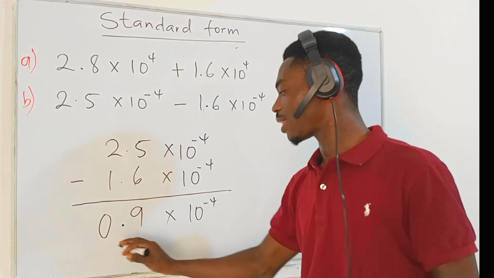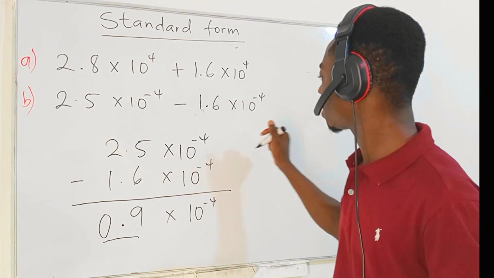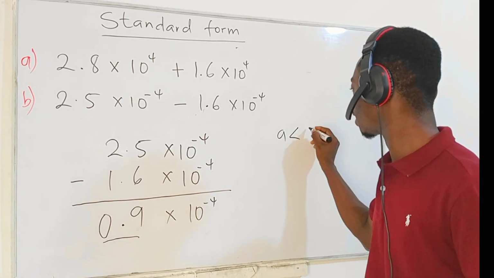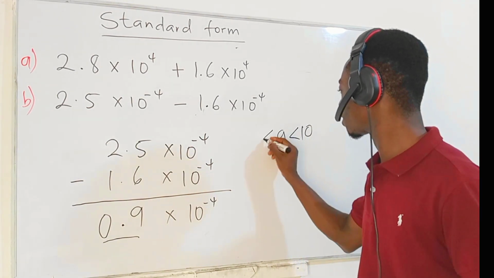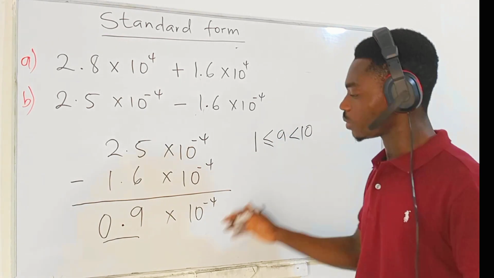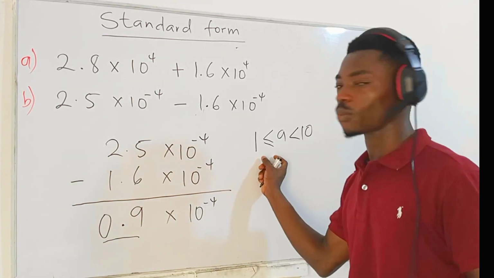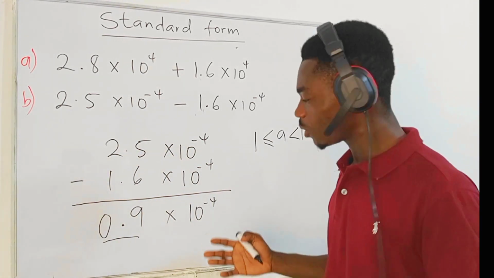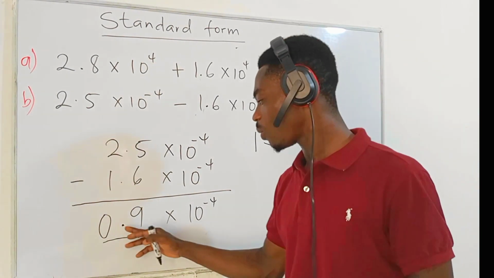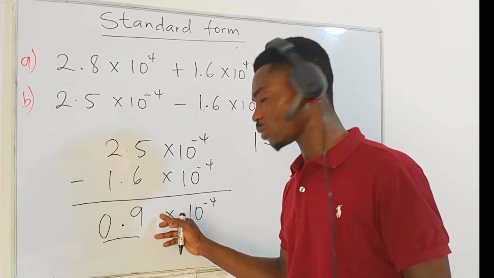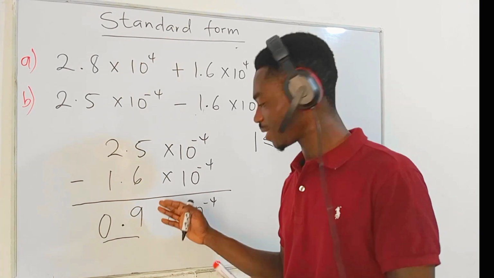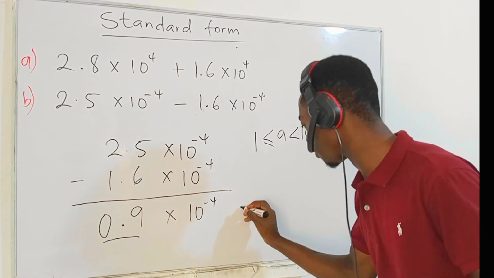Now you see that this number right here is not in the range, that is, less than 10 but greater than or equal to 1. You see that this number right here is less than 1. Therefore, it is not in the range. So what we have to do is move the decimal point to the right so that the number will be in the range. So this is what I mean.